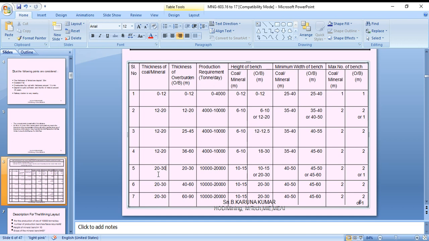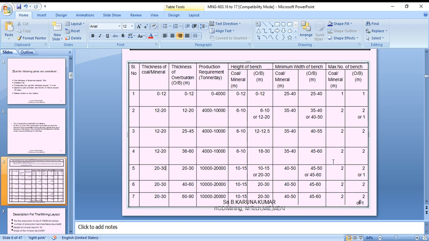And similarly, thickness of the coal or mineral, both the same. So 10,000 to 20,000 production required per ton per day. So this is our case, where our present limestone mine is falling. Height of the bench 6 to 10 and 10 to 15. 18 to 30 for the OB bench, and 35 to 40 for the movement of the vehicle, width is given.